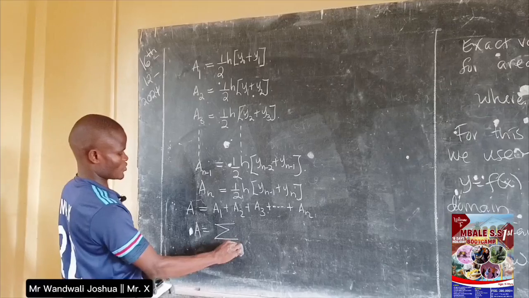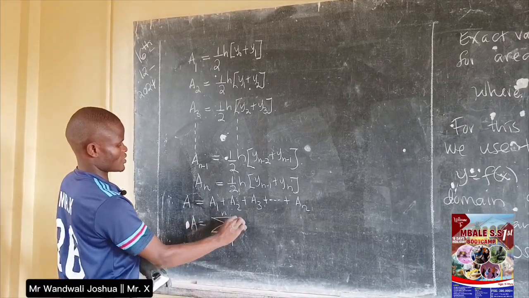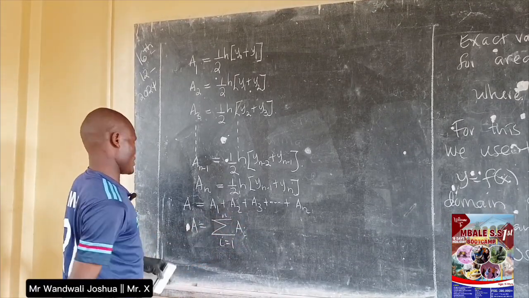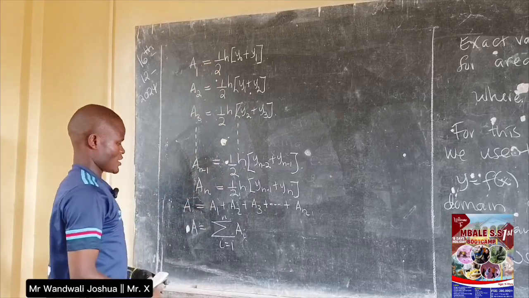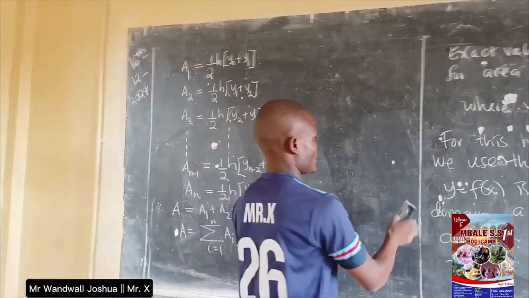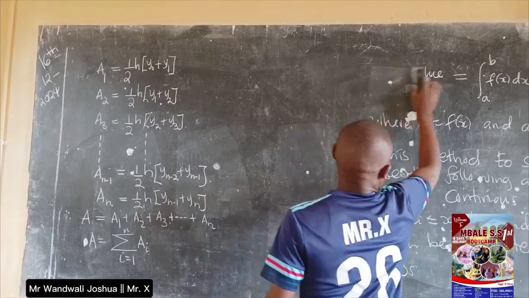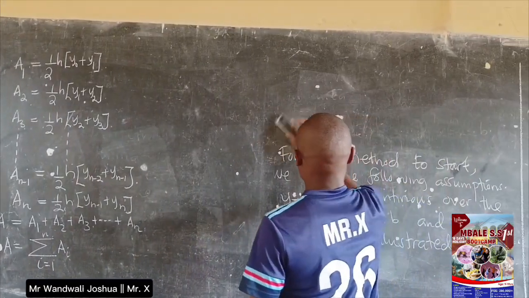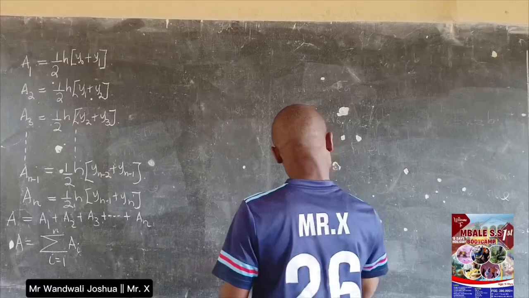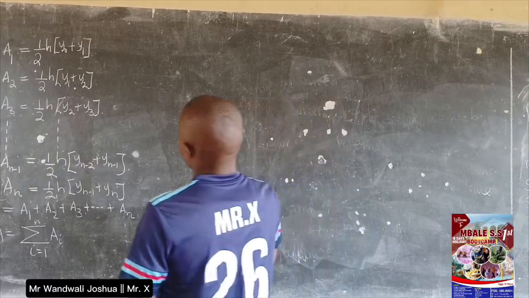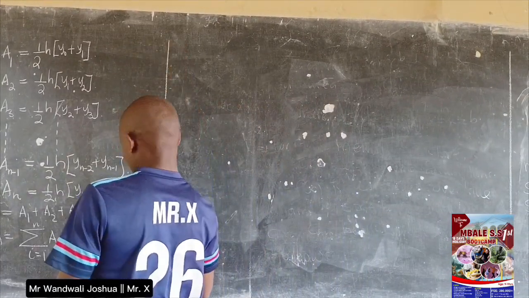Maybe we use i equals 1 up to n, and then we put here a_i. So we are simply going to add up all this, and then we get that as the approximate area for that curve and the x-axis. Okay, now let us go into this calculation.